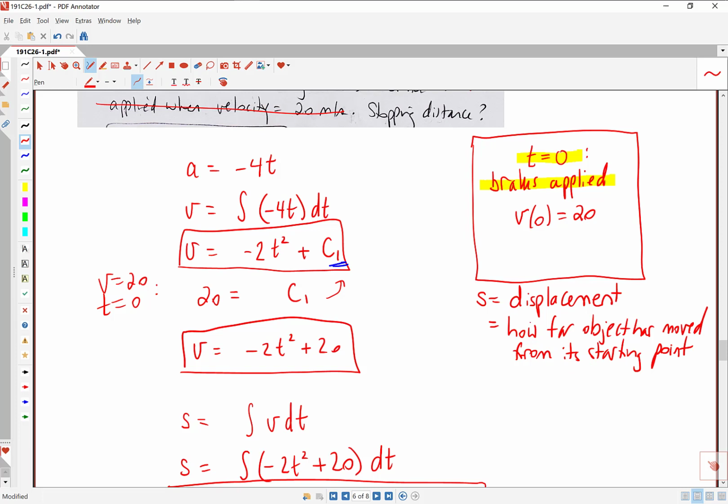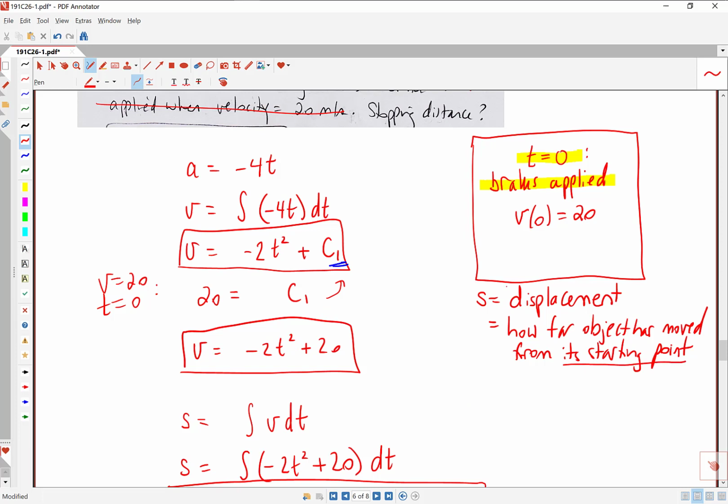This is actually an important distinction between displacement and position. Sometimes people use those terms interchangeably, but they're really not interchangeable. Position is like if you have an x-axis or something like that, and someone says, okay, you're starting at x equal 3. That's your position. But displacement is a little bit different. It's specifically measured with respect to an object's starting point.